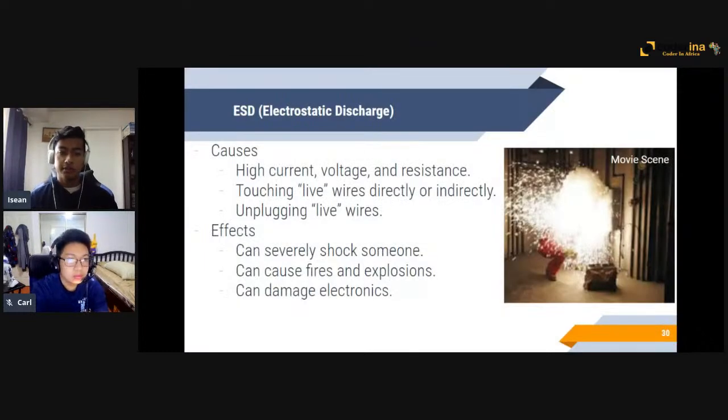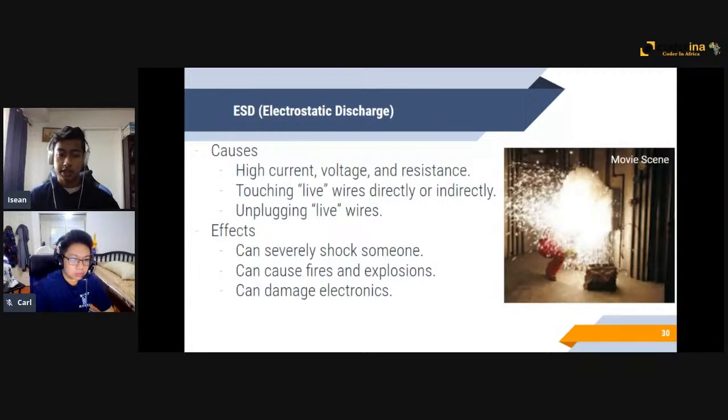So there are many causes of ESD, but here are some of the most common. High current, voltage, and resistance in a circuit will result in an ESD. Since electricity tries to find the easiest path to travel, there may be other metals not on the circuit. This specific phenomenon usually happens when you overload a circuit with an overpowering battery or use a really small wire when a bigger one is necessary.